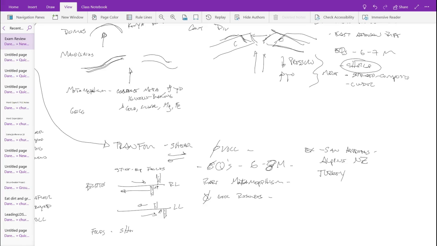You're having shear folds. We haven't really been talking about shear folds much here because they're just not very common. They can happen, it's just they're not exposed very well. So that's really transform. There's not a lot going on for transform.